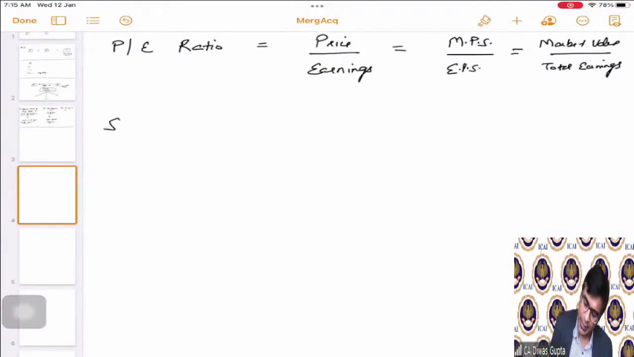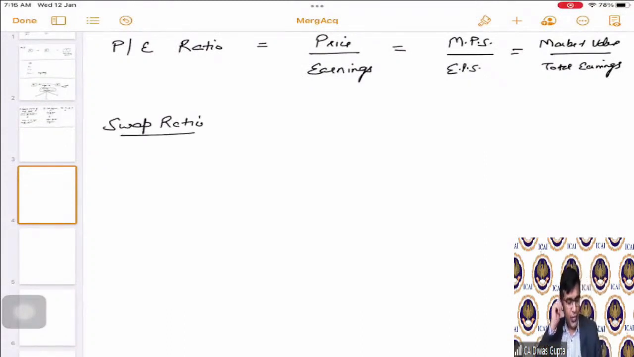Now, the swap ratio. What is the right swap ratio? There are different ways to calculate the swap ratio. Sometimes the question itself says that you have to follow a particular method. Sometimes the question is silent. So we will cover the different methods to calculate swap ratio. Number one.